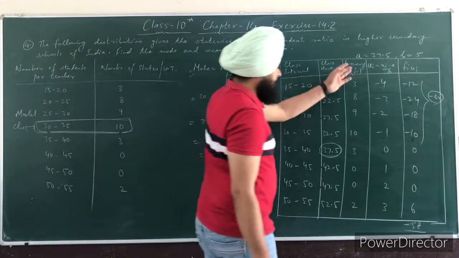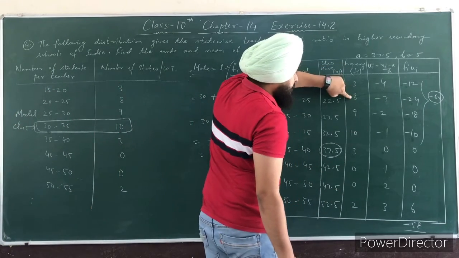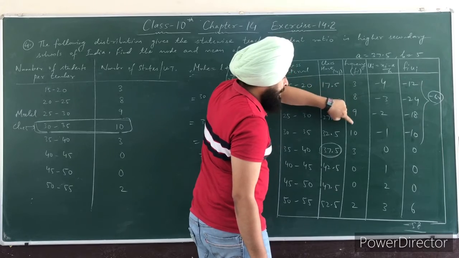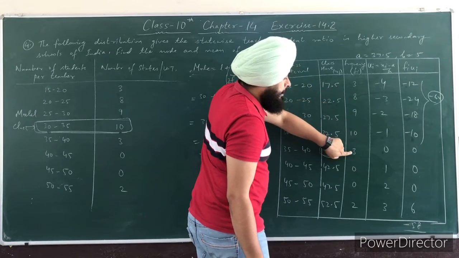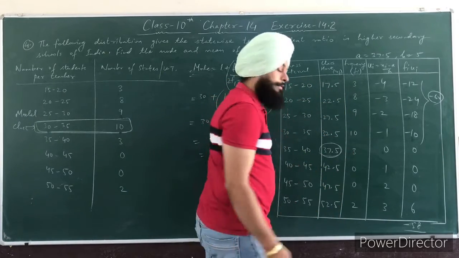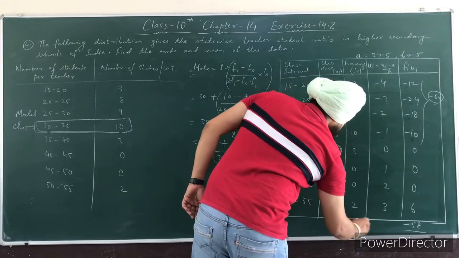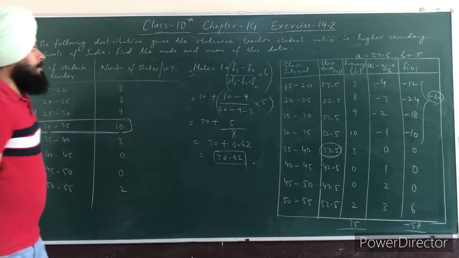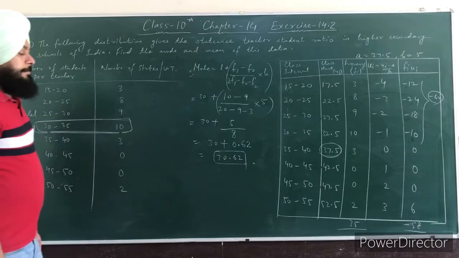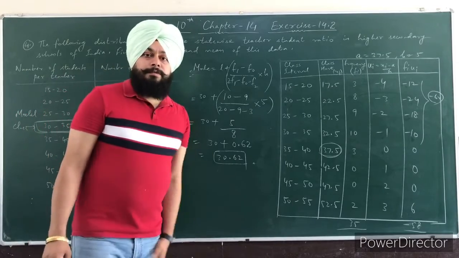Now what is the summation of fi? It is 3 plus 8, 11, 11 plus 9, 20, 20 plus 10, 30, 30 plus 3, 33, 33 plus 2 is 35. Clear, students? So the summation fi is 35 and the summation fi ui is minus 58.